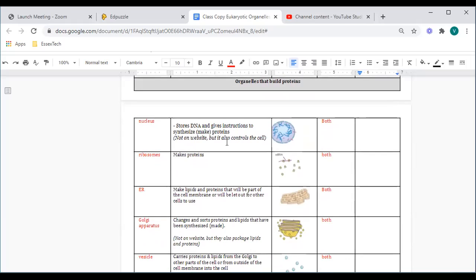So we have the nucleus. It's important because it stores important information called DNA and also gives instructions to making proteins or synthesizing proteins. Synthesize just means to make. And they also control the cell.